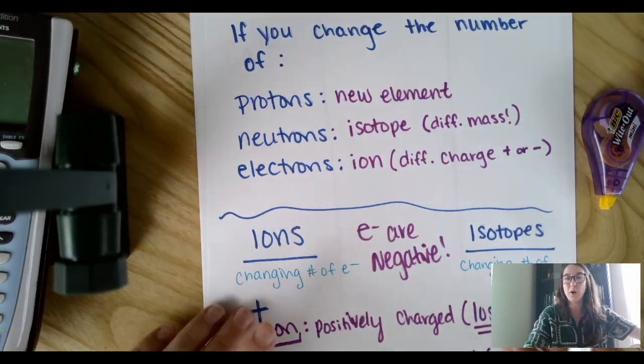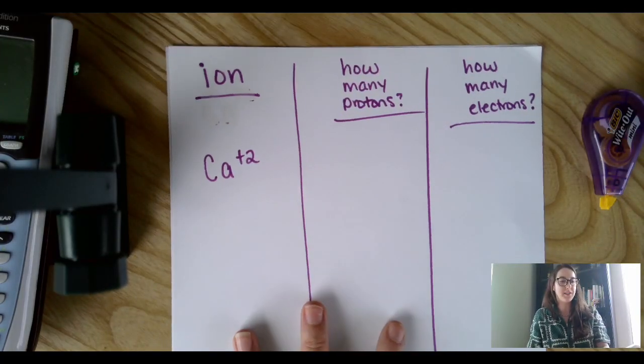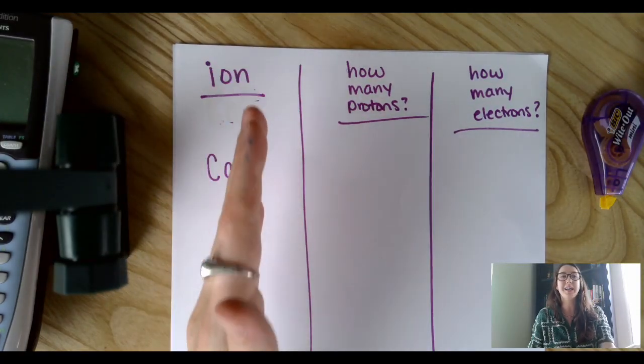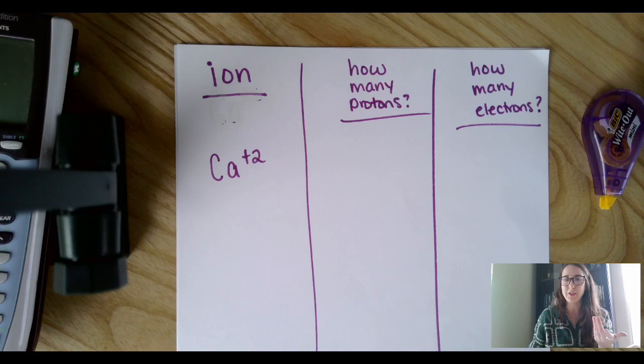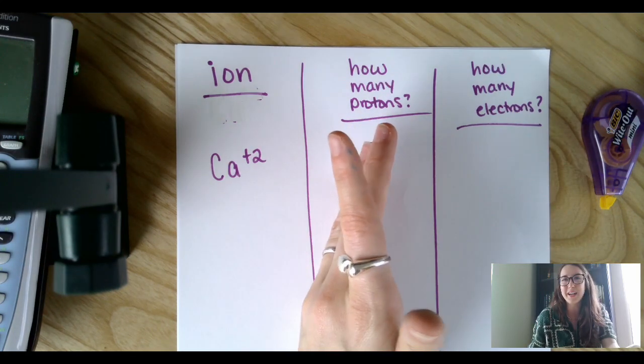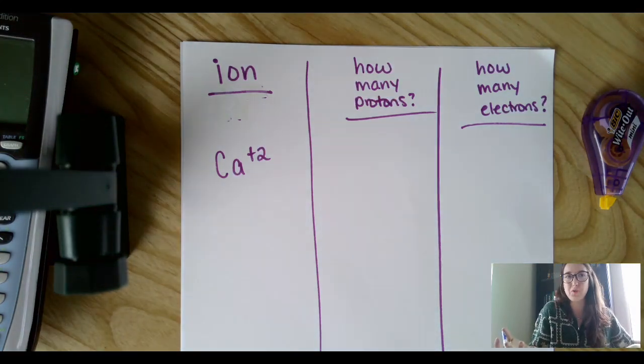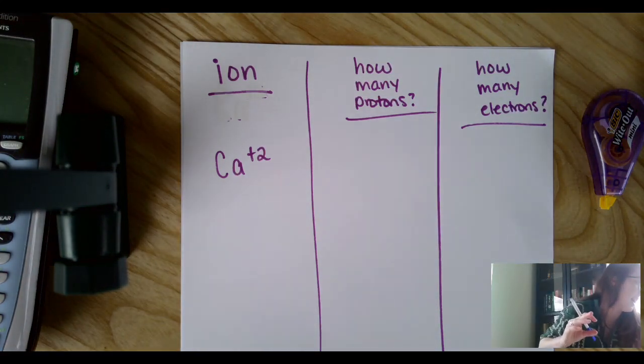Now, let's continue on into how you apply this to a problem and something that you are probably going to be asked, okay? So we're going to be listing ions on this side, and they're going to be given to you. And then you're going to be asked something along the lines of how many protons does this ion have and how many electrons does this ion have. You could also be asked neutrons, but I'm not going to focus on that for right now.